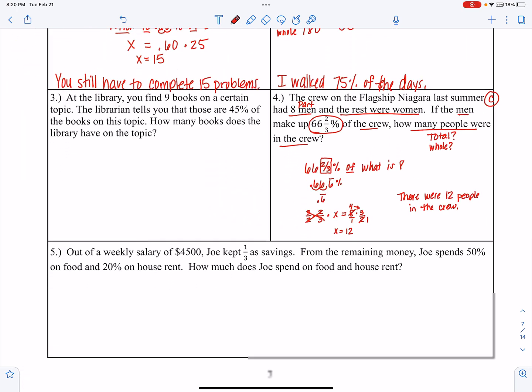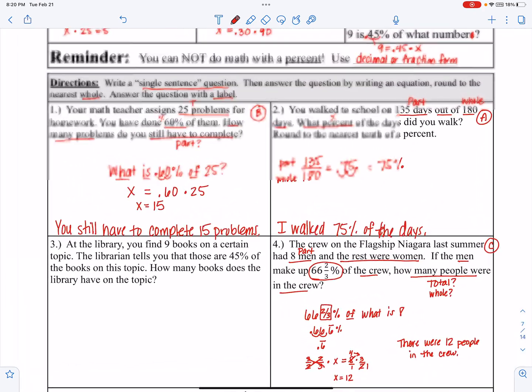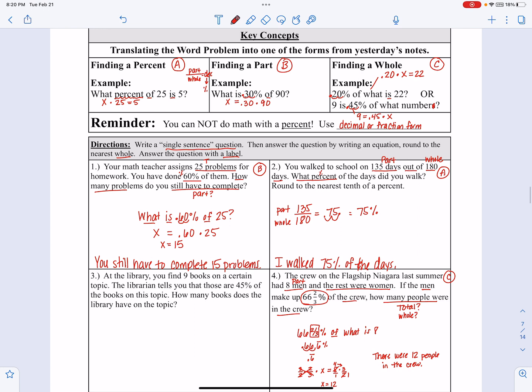Okay. All right, now you can go ahead and pause and try out number 3 on your own, trying to identify which style, finding a percent, finding a part, or finding a whole that is, and try to solve it out. Okay, then unpause and you can check.